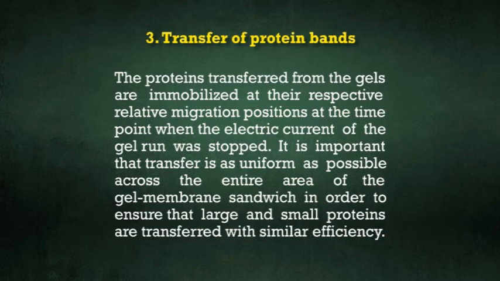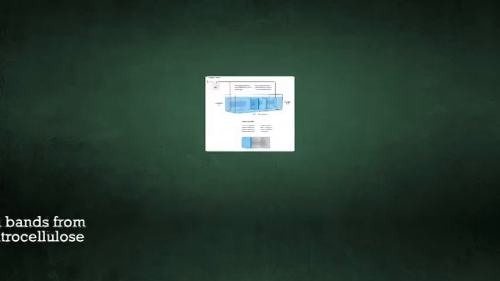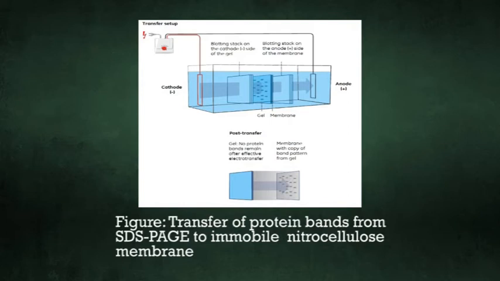The proteins transferred from the gels are immobilized at their respective relative migration positions at the time point when the electric current of the gel run was stopped. It is important that transfer is as uniform as possible across the entire area of the gel membrane sandwich in order to ensure that large and small proteins are transferred with similar efficiency. And this picture shows transfer of protein bands from SDS-PAGE to an immobile nitrocellulose membrane.